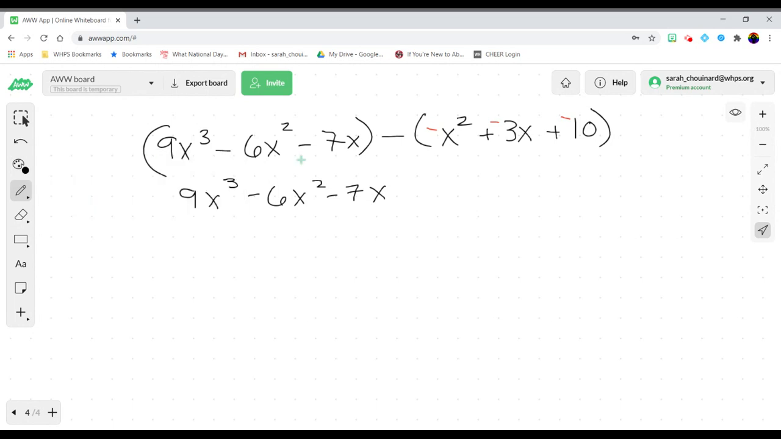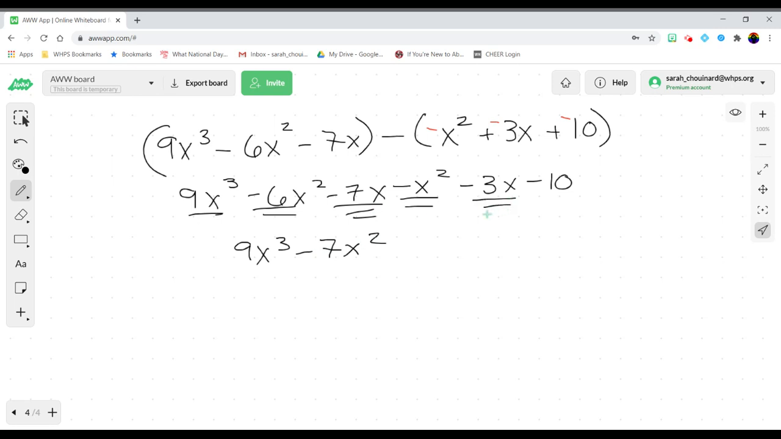So it's going to be minus x squared minus 3x minus 10, and then I'm just going to combine my like terms. So 9x cubed is the only x cubed term. Negative 6x squared and negative 1x squared make negative 7x squared. Negative 7x and negative 3x make negative 10x, and negative 10 on its own makes negative 10. And so that's my final answer.